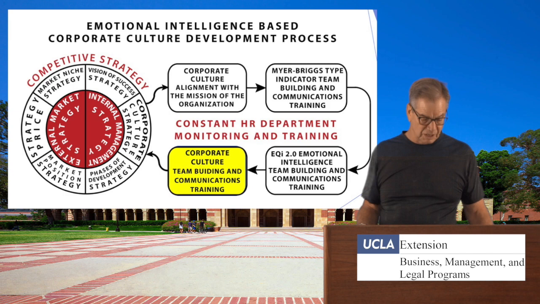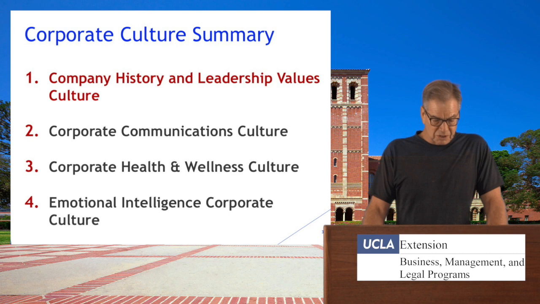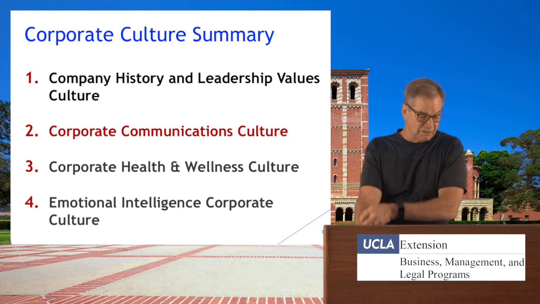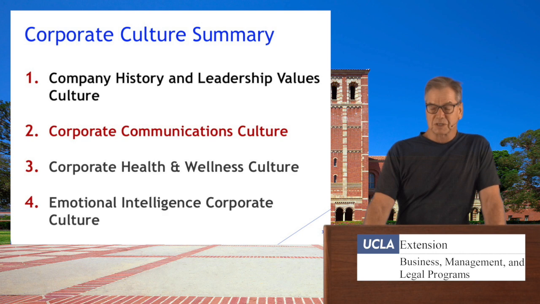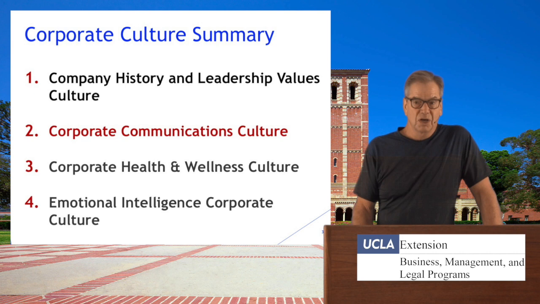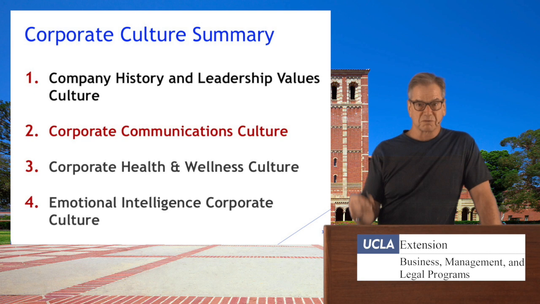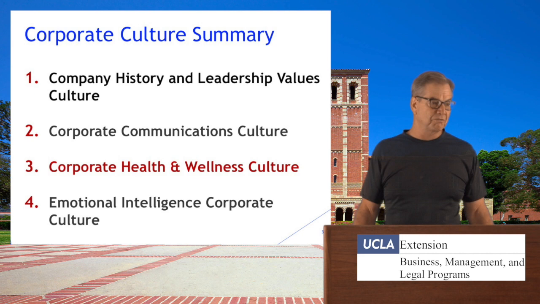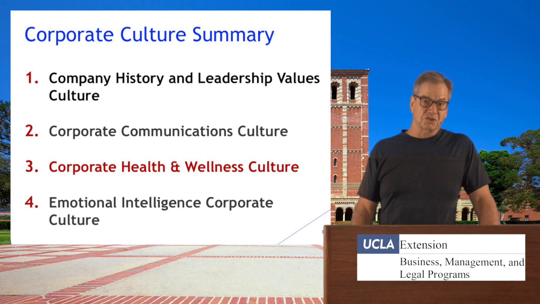Okay, so just a summary of what we've talked about. We talked about the company history and leadership values as a corporate culture. We talked about corporate communications, such as books like Stephen Covey's Seven Habits of Highly Effective People, Don Miguel Ruiz's Four Agreements, and Rick Pitino's Success is a Choice. These are just examples of forms of healthy corporate culture, and improvisation, with the rules of improvisation being the rules of corporate communication, etc. We talked about having a health and wellness culture to reduce insurance premiums, to have a return on investment, to have a return on value, because healthier employees have a better attitude about work.